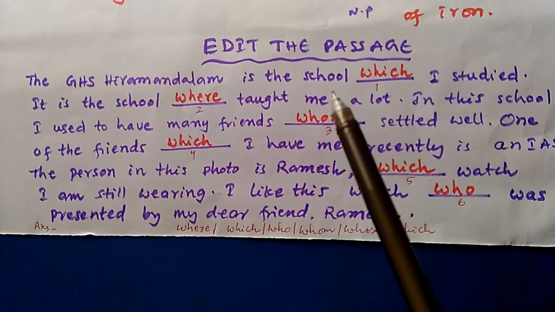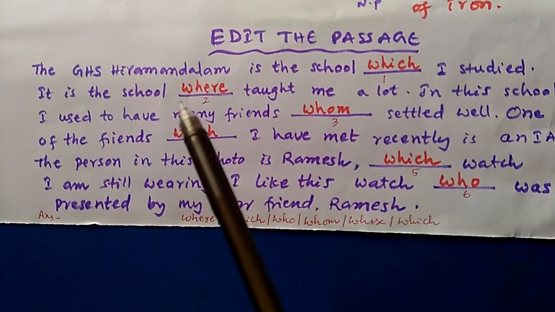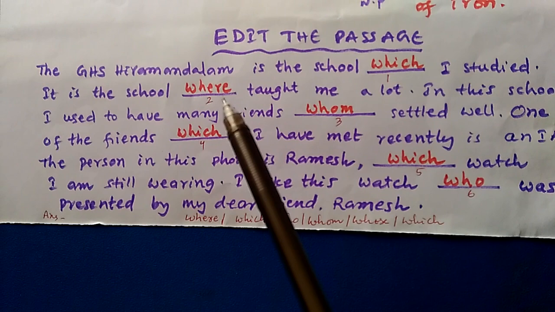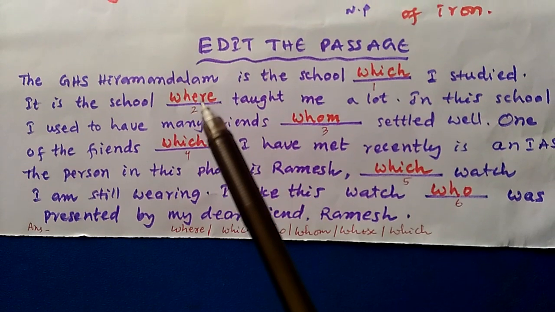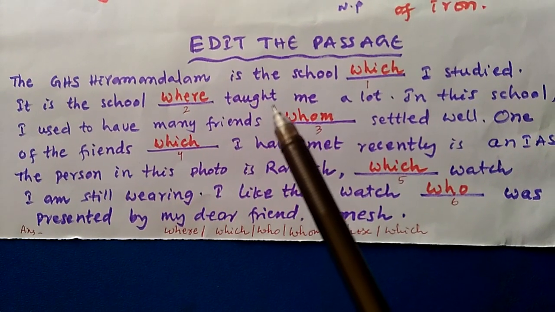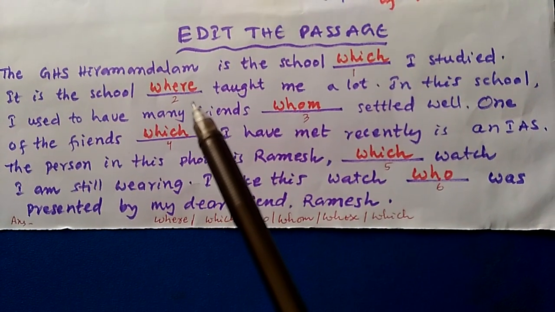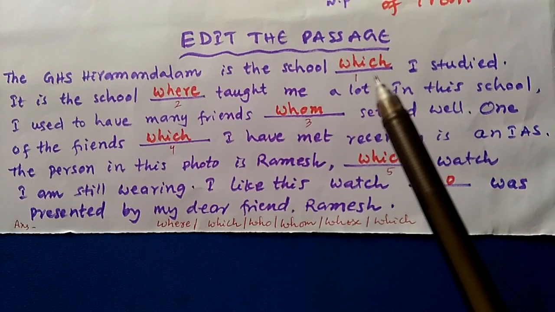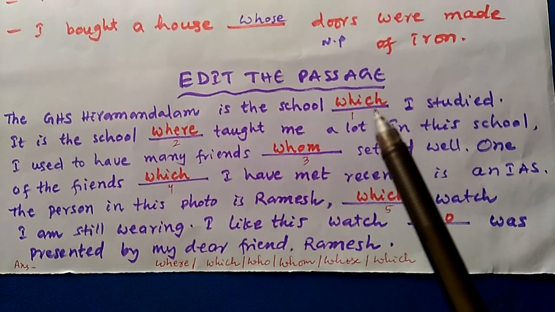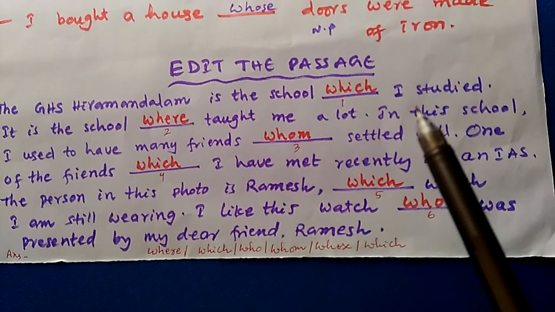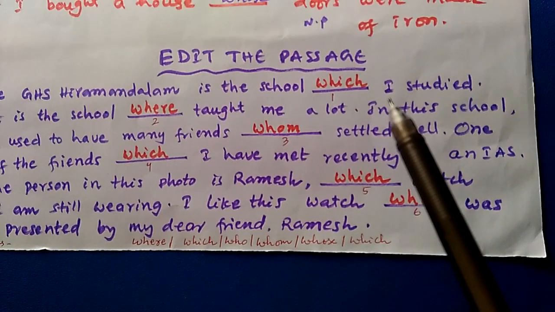Here and here also, in both sentences we have the same antecedent, school. But here we have to change this choice, that is, where is to be changed, and there we have to write which, because this blank is followed by a verb. So whenever the blank is followed by a verb, we have to use which. Whenever the blank is followed by subject plus verb, we have to use where. And next example, this is rule number 3.